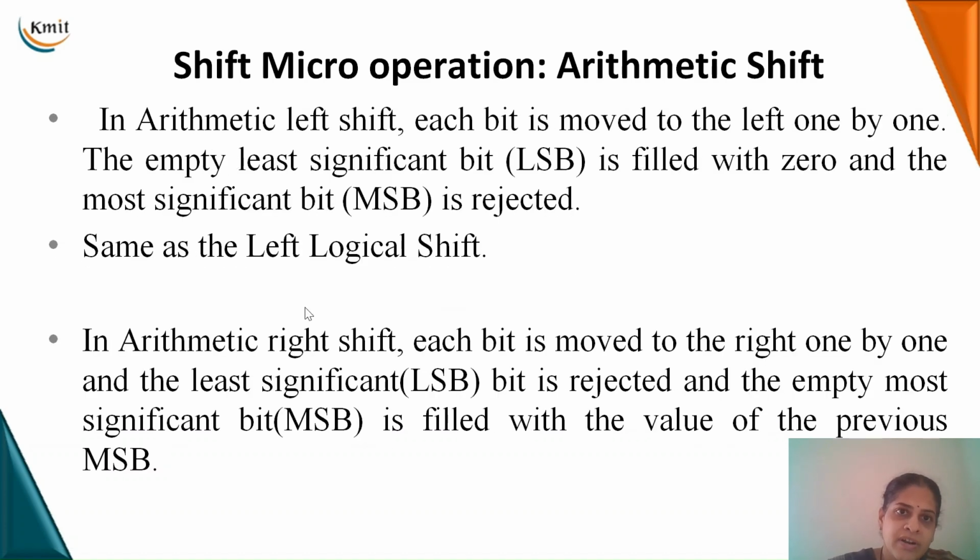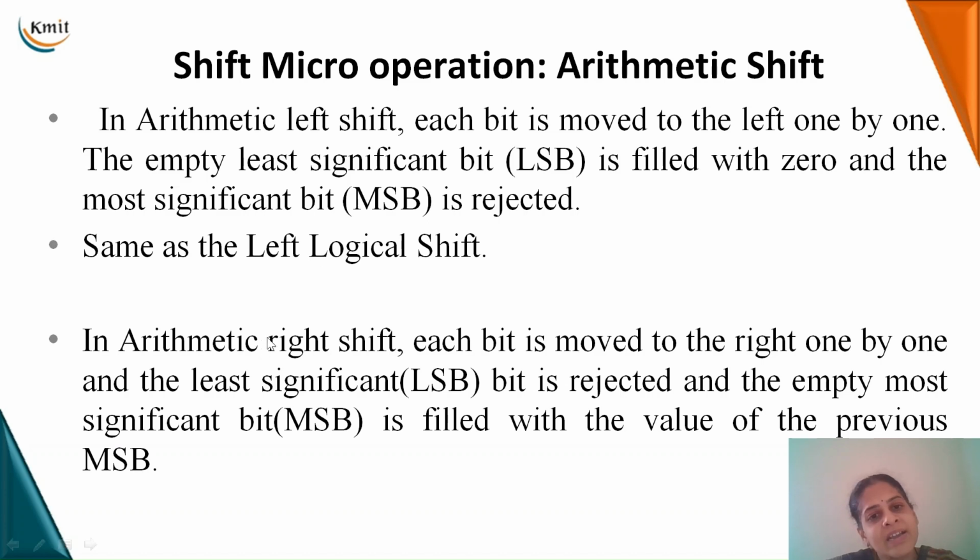Coming to different types of arithmetic shift operations. In case of arithmetic left shift, it is similar to your logical left shift. There is no change. Only the change is with respect to arithmetic right shift. So in arithmetic left shift, similar to your logical left shift, each bit is moved towards the left, and the empty least significant bit is filled with a 0, which is a serial input, and the most significant bit will be discarded or rejected. So this is similar to your logical left shift.